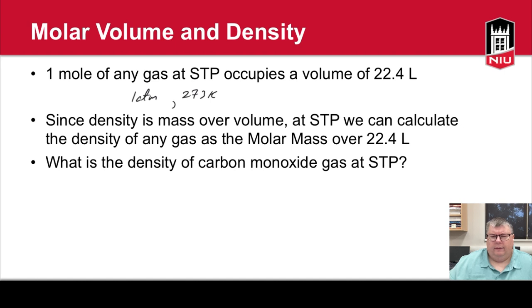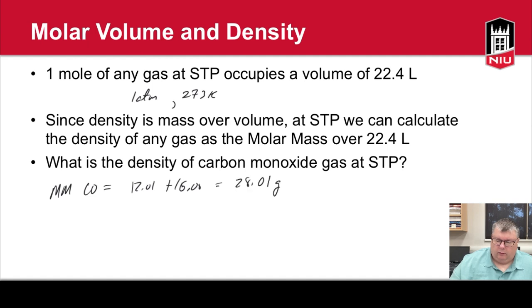Also, what comes out of this is density of gases. Since the density is mass over volume, we can calculate the density of any gas at STP by taking the molar mass and dividing by 22.4 liters. So, let's ask the question, what is the density of carbon monoxide gas at STP? Well, the molar mass of carbon monoxide is equal to 12.01 plus 16.00, or 28.01 grams per mole.